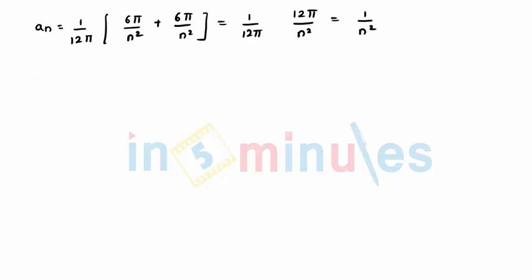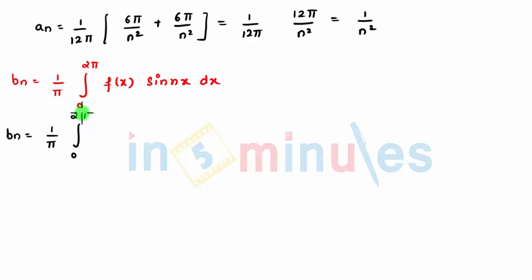Let's start with Bn, students. So Bn is 1 upon pi, integral from 0 to 2 pi of f of x into sine nx dx. So Bn is 1 upon pi, integral from 0 to 2 pi, where f of x is 3x square minus 6 pi x plus 2 pi square, and this gets divided by 12 and further multiplies to sine nx dx.